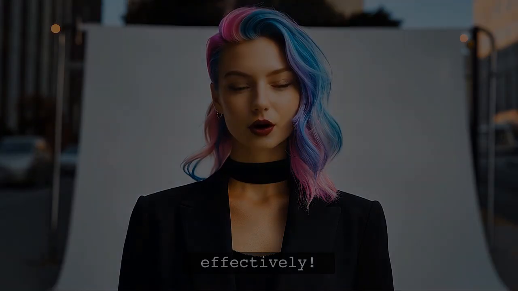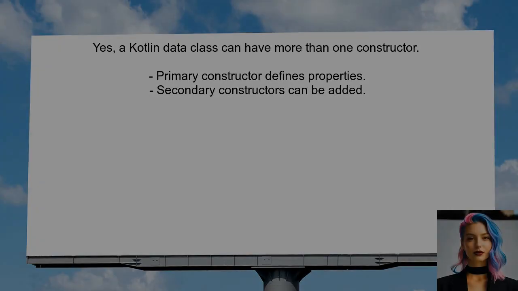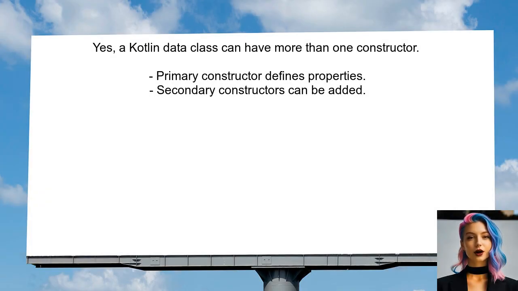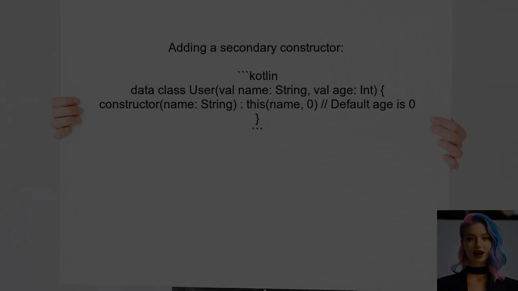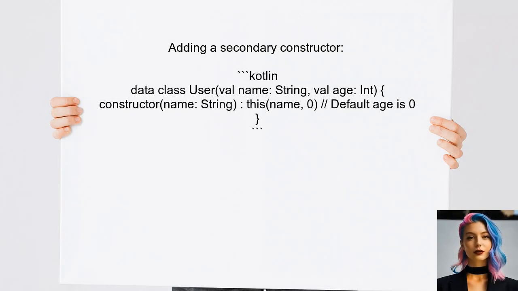in your Kotlin projects. To answer the user's question, yes, a Kotlin data class can have more than one constructor. However, the primary constructor is the one that defines the properties of the data class. Next, the user can add a secondary constructor to the data class. This constructor can provide default values or additional ways to create an instance of the class.